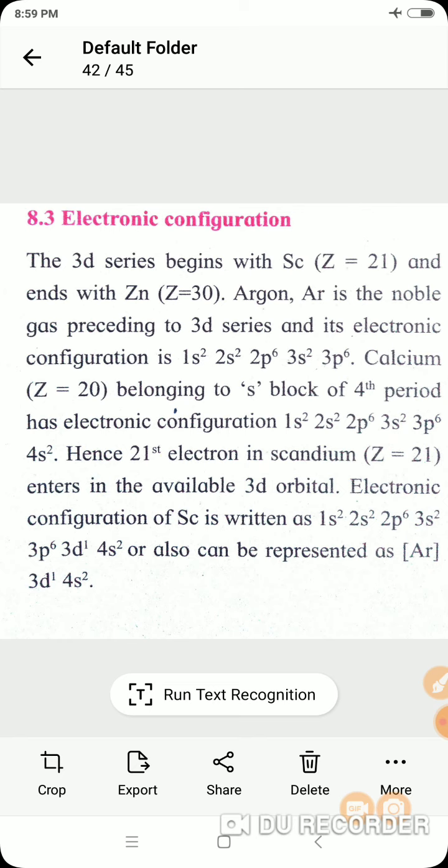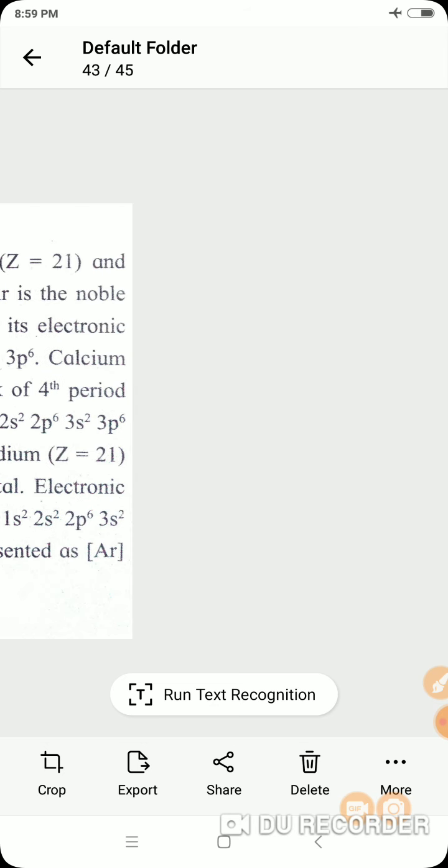The electronic configuration of scandium is written as 1s2, 2s2, 2p6, 3s2, 3p6, 3d1, 4s2. So the last and valence electron enters the 3d1 orbital, and it can also be represented as [Ar] 3d1, 4s2. In square brackets, Ar represents the electronic configuration of argon, having atomic number 18. The 3d1, 4s2 is the valence shell electronic configuration.